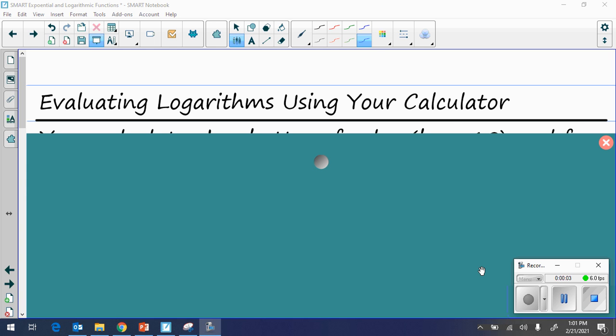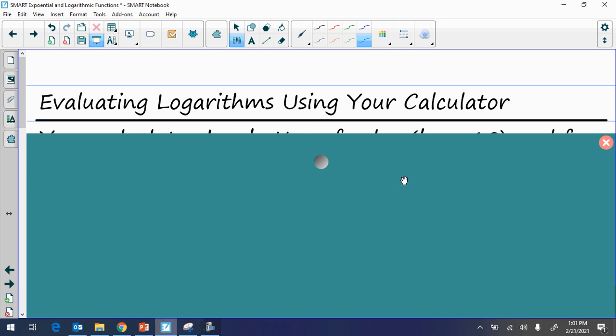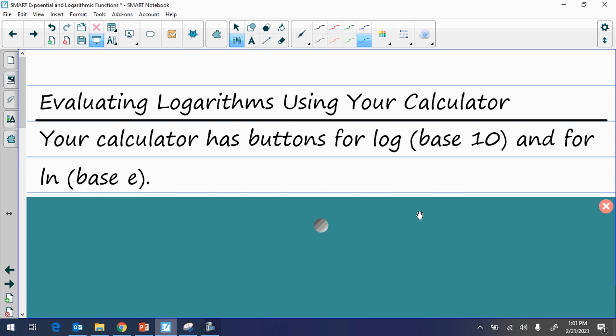So we are going to take a look at evaluating your logarithms using your calculator. It is going to be important that you use your calculator following along. So I'll give you the link to the online calculator, or you can use your TI-30XA or whatever other calculator you have. So your calculator has buttons just for log base 10.